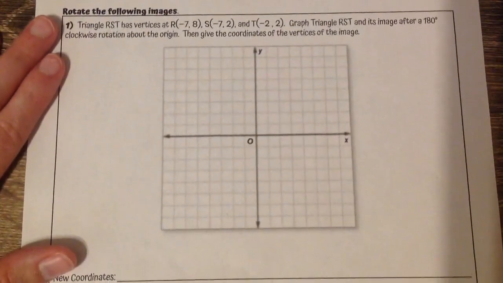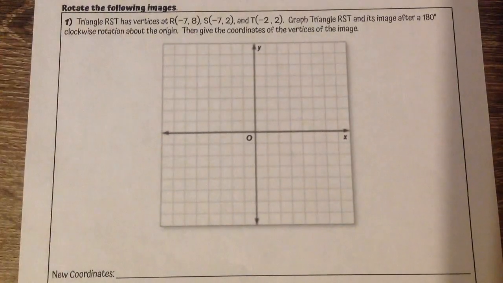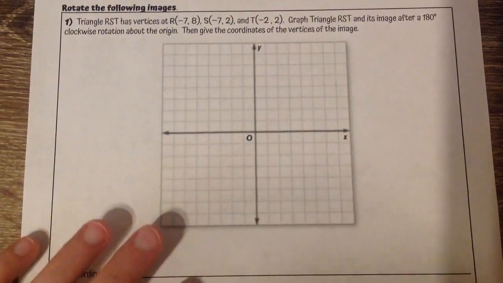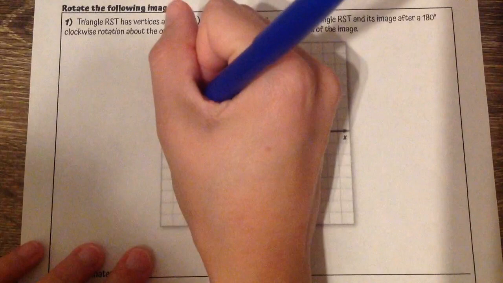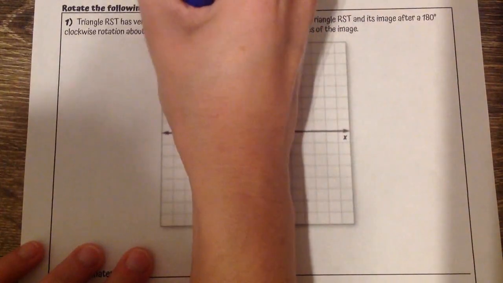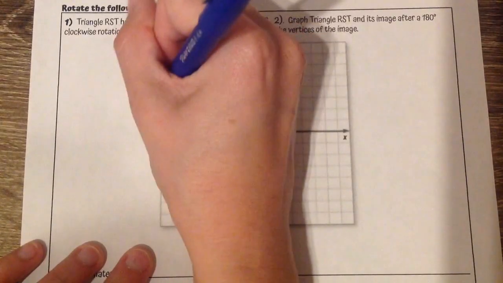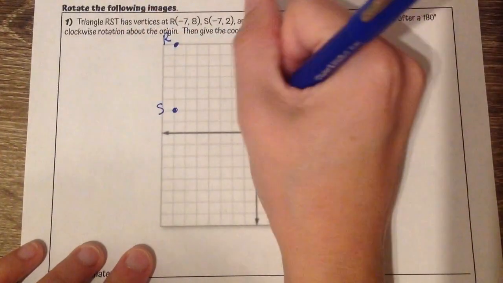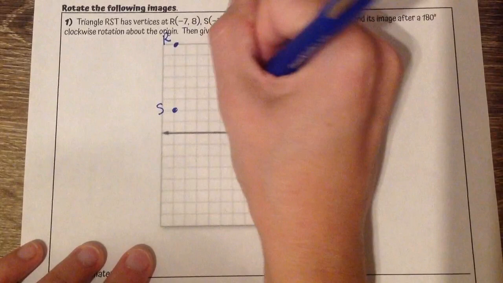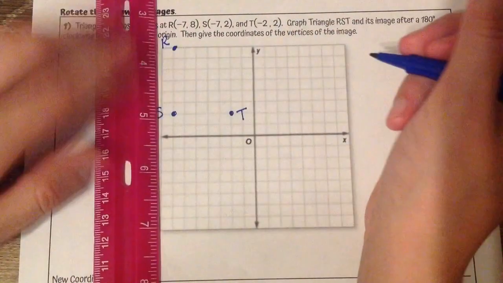Let's look at this first example. First thing I'm going to do is plot these points from the triangle. R is at -7, 8. S is at -7, 2. T is at -2, 2. And then I'm going to connect these points.